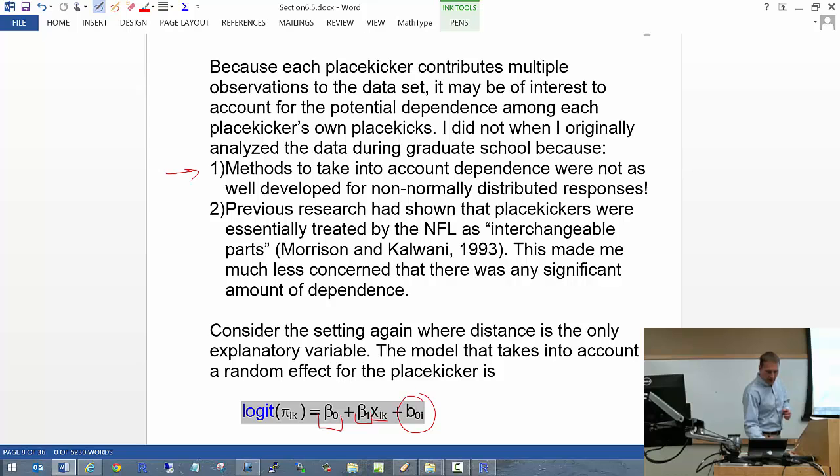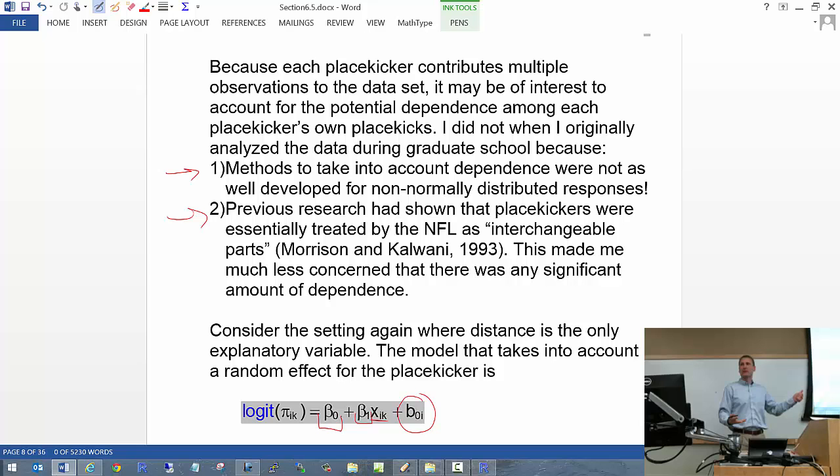But here was another reason why. Previous research had shown that place kickers were essentially treated by NFL teams as interchangeable parts, and I think that's even true today. NFL teams rarely draft a place kicker. If that place kicker wants more money, okay, go to some other team, get some other money. We'll just get another place kicker and replace you. If they're treated as interchangeable parts, that basically tells me that one place kicker is not necessarily better than another. So think in terms of that B0. Those B0s for those place kickers should be kind of close to zero. They shouldn't have much of an effect. And so that's how, when I was doing this research, we were able to justify that I didn't need a random effect there.